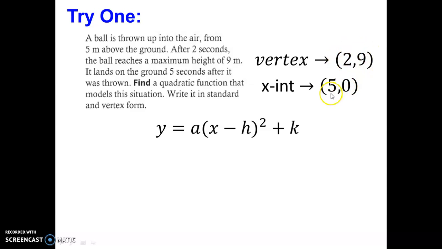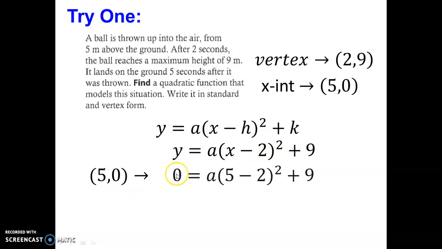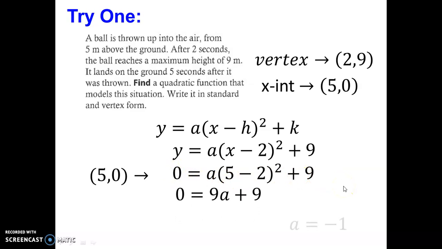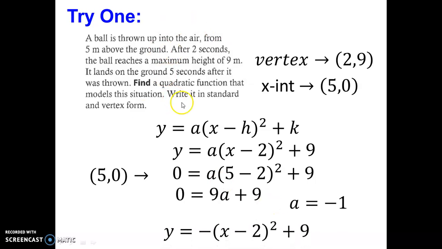So we're given a vertex and another point. Here's our vertex form. There's the vertex going into it right here. Here is that given point going into it, 0 and 5 here. Solving this for a is -1. Therefore, the single parabola that can explain or model this situation is this parabola right here. A is -1. Again, if a changed, it would no longer pass through that single point that we're looking for.